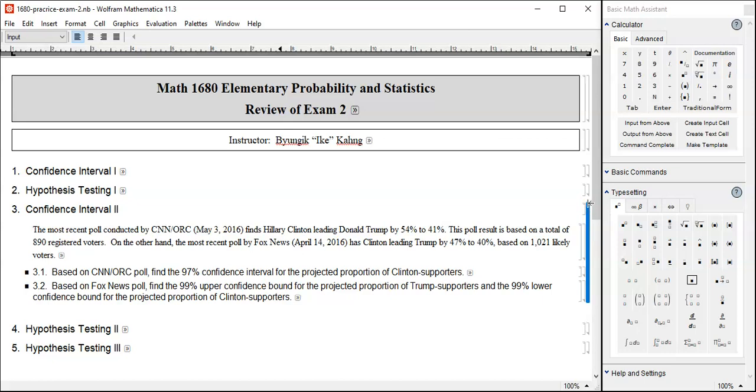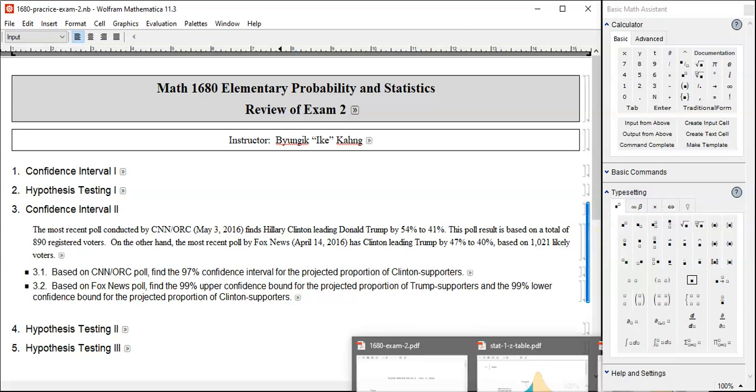The most recent poll conducted by CNN-ORC, May 3rd of 2016, finds Hillary Clinton leading Donald Trump by 54% to 41%. This poll result is based on a total of 890 registered voters. On the other hand, the most recent poll by Fox News, April 14th of 2016, has Clinton leading Trump by 47% to 40%, based on 1,021 likely voters. And then we have to do some confidence interval problem.